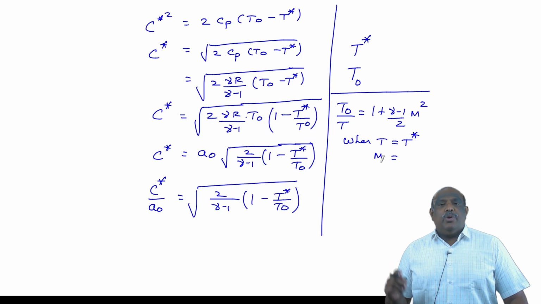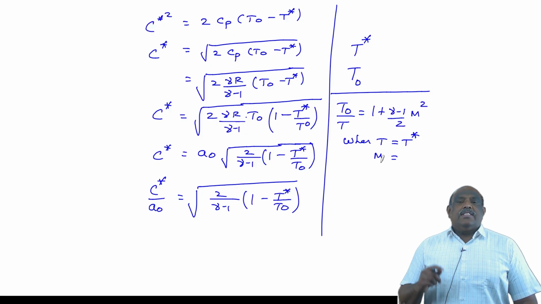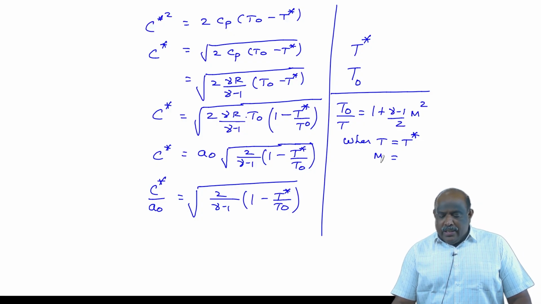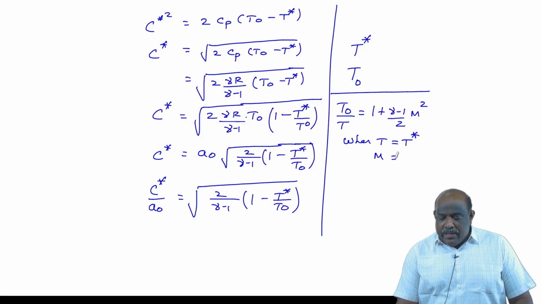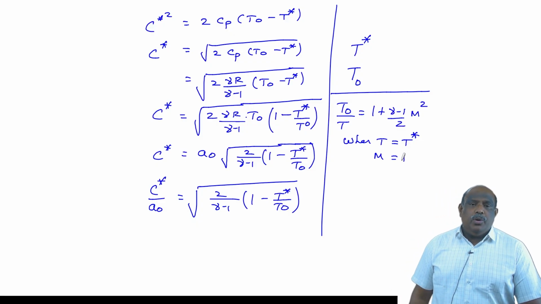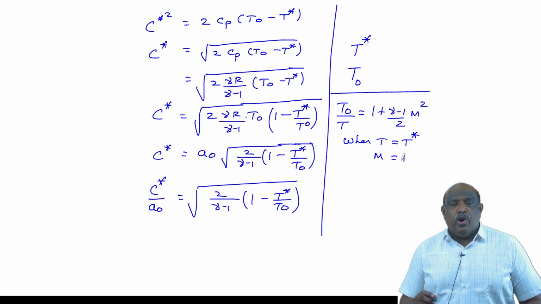Which means when the Mach number is sonic, my T will become T star. The temperature corresponding to the Mach number of 1 is called T star. So when T equal to T star, my Mach number is equal to 1. That is the idea. Yeah, I hope you got it.